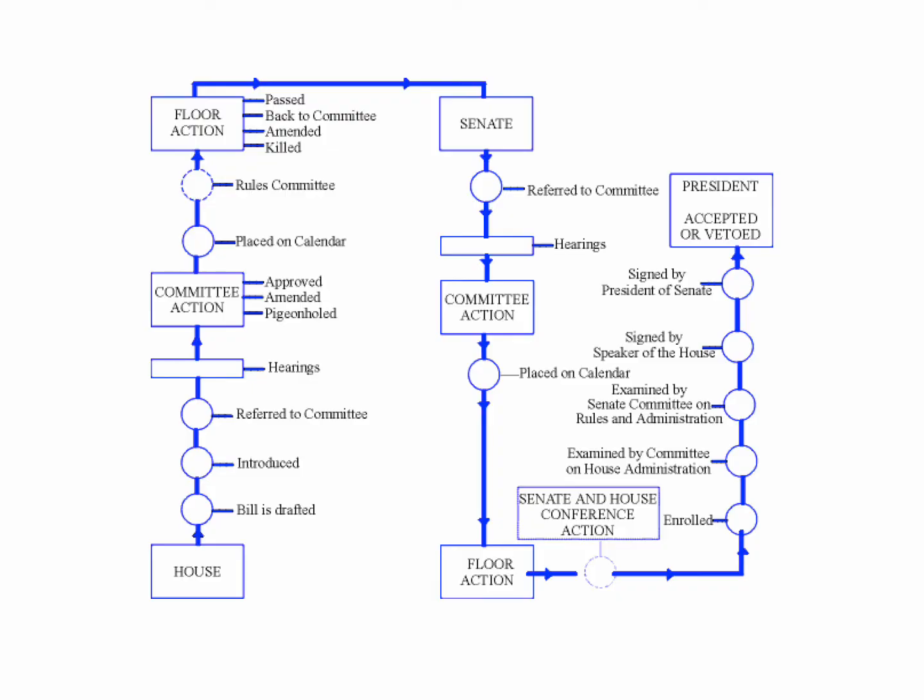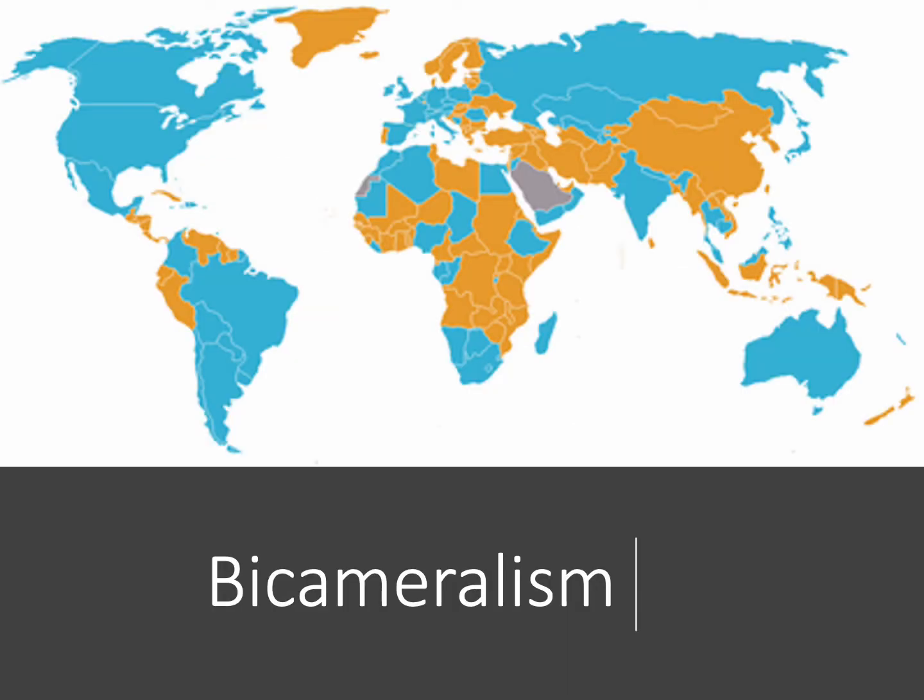And here you have the famous diagram that shows how it works. This shows a bill originating in the House. It could just as easily have originated in the Senate, but the point is it goes through both houses, winds its way around to the president. So now let's talk a bit about this two houses business. If you look at this, you can see the blue and the gold here.